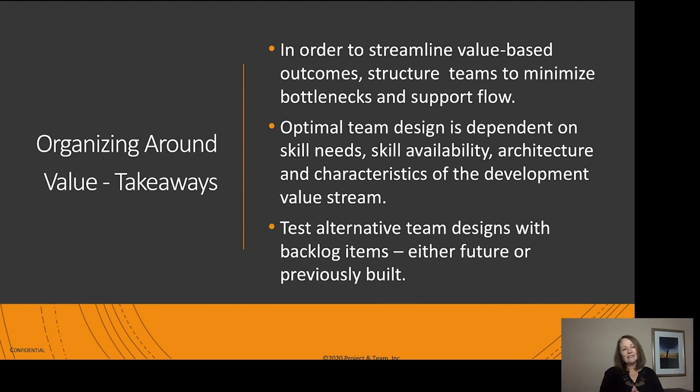So here's my summary. Our 3 takeaways: structure the teams to minimize bottlenecks and support flow. If this means that we need to invest a little more in mentoring or reorganizing the shared services kind of people, making them more specialized, then that's what we need to do. We showed how the team design is dependent on skill needs, skill availability, the architecture as well, and the characteristics of the development value stream.